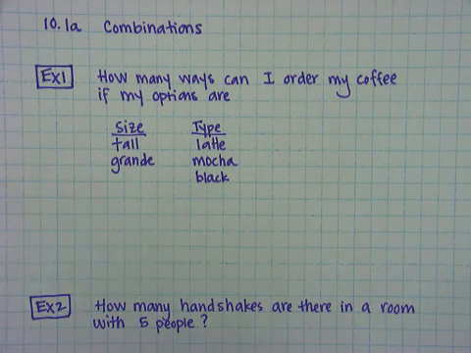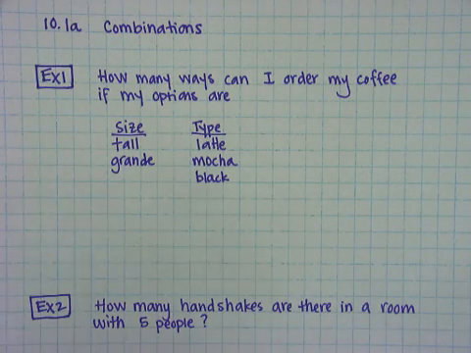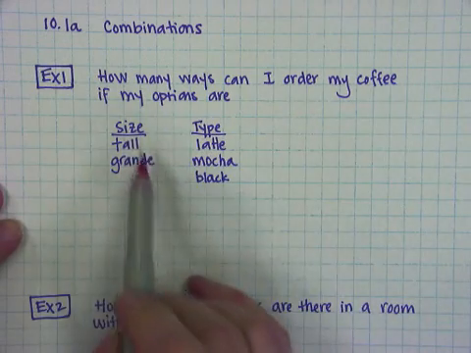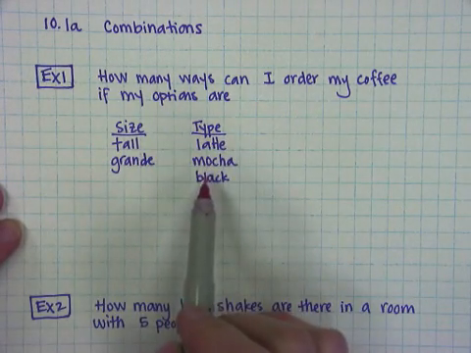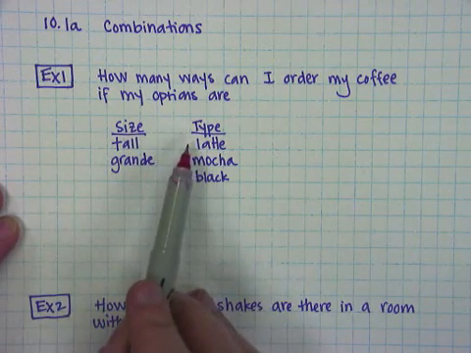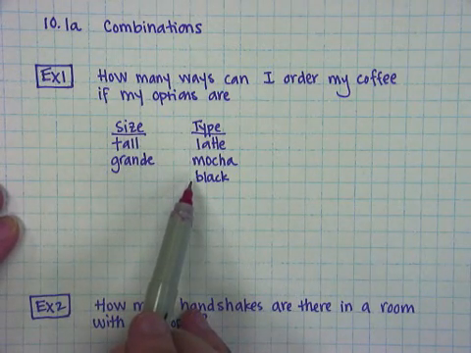Hey guys, so today in class we were talking about combinations, and we started with a problem like the one in example 1 where we've got some choices for size and some choices for type. So you've got tall or grande for maybe a coffee order, and then I could have a latte, a mocha, or maybe just black coffee.